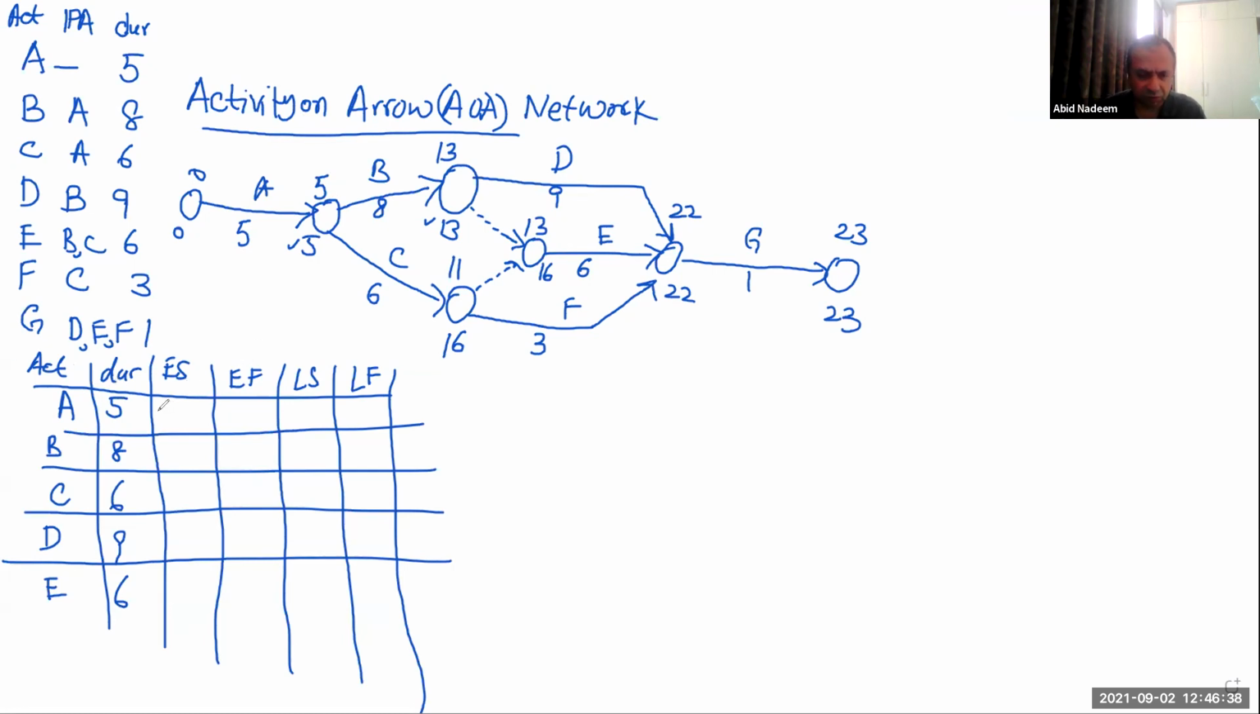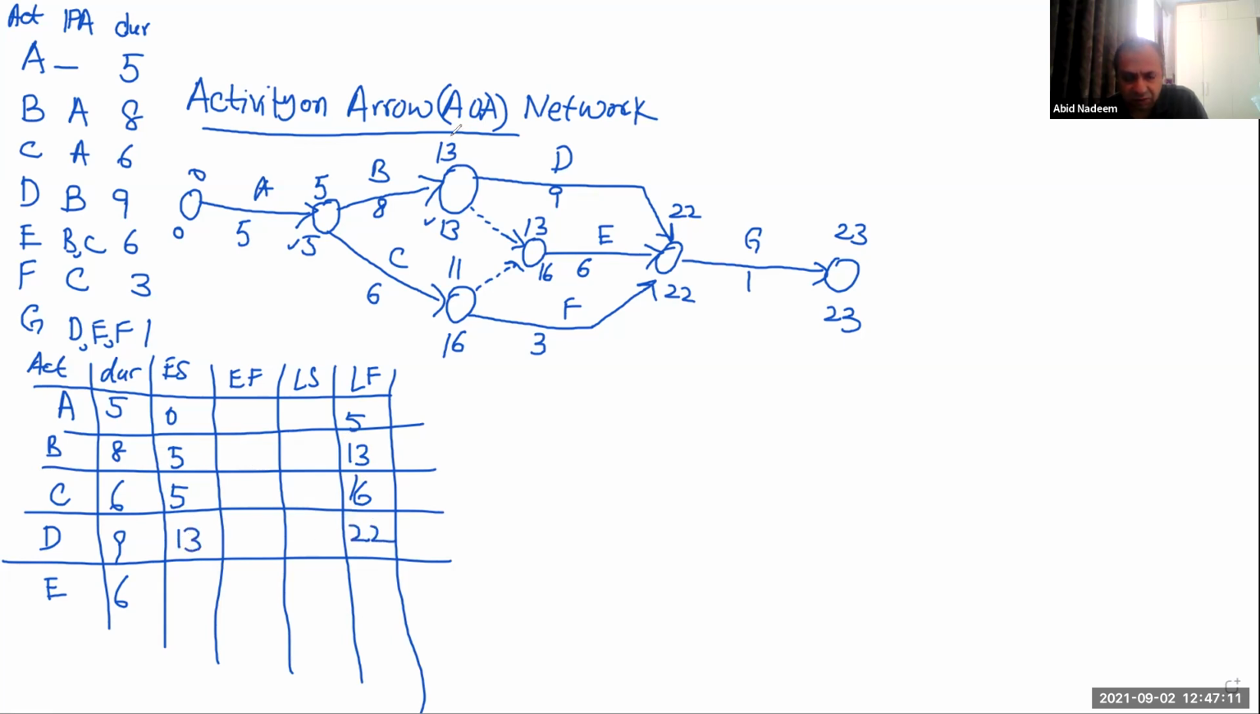So what we have over here is 0 and 5. Okay, 0 and 5. And for activity B, we have 5 and 13. And for activity C, we will have 5 and 16. And then for activity D, we will have 13 and 22.